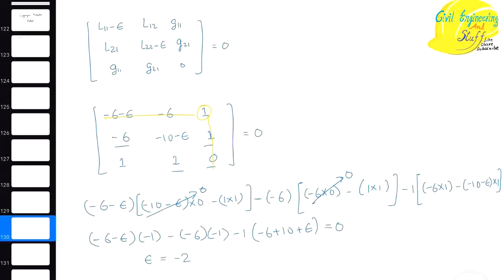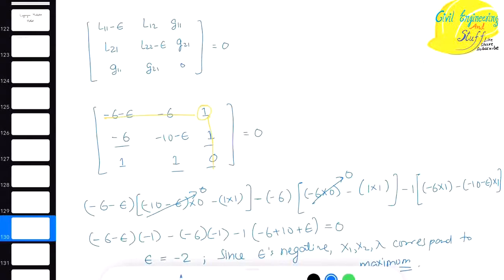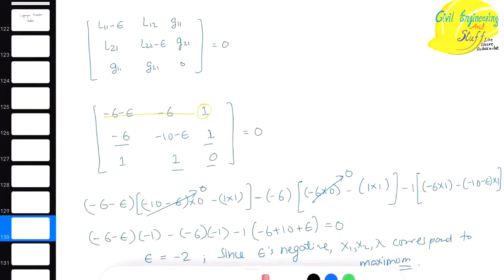Since the polynomial function is negative, the value obtained, that is at x1, x2 and lambda, corresponds to a maximum. This corresponds to maximum. Okay, so this is how we solve this Lagrange method.